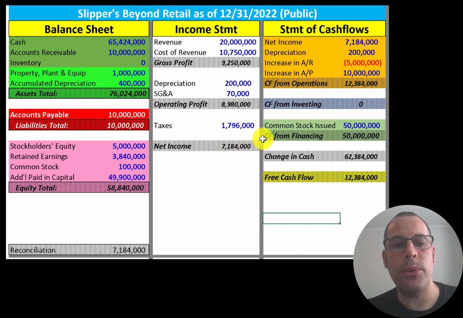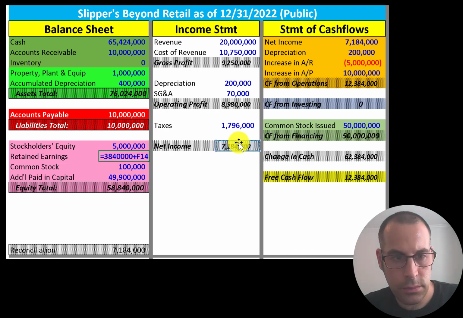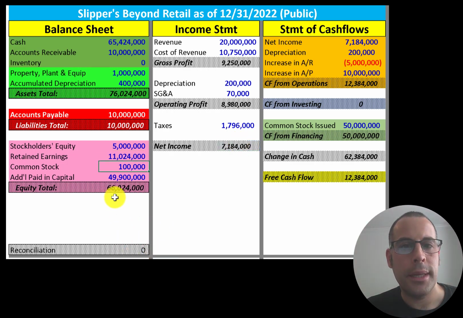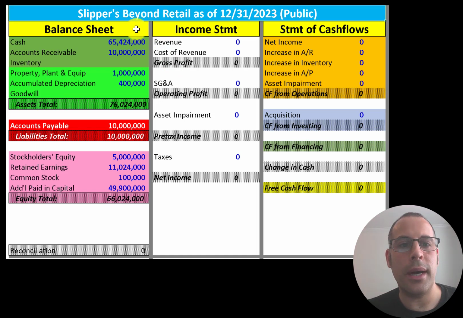Now we have to move the $7.2 million of net income over to retained earnings. Now our balance sheet balances, and this is the end of the 2022 balance sheet. So the balance sheet will look exactly like this to start 2023. So in the beginning of 2023, our balance sheet looks identical to the end of 2022, but our income statement is blank and our statement of cash flows is blank because we just started the year. We didn't do any transactions yet.